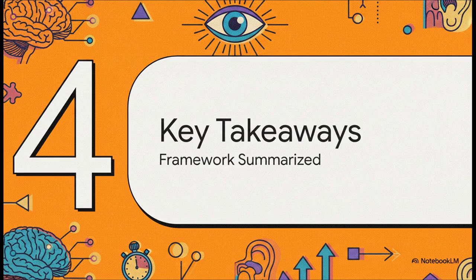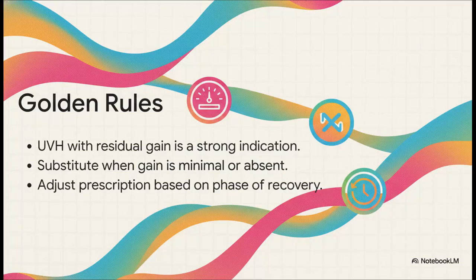Finally, Section 4. Let's quickly summarize this framework with some key takeaways. If you remember anything, make it these 3 golden rules. 1. Verify the unilateral vestibular hypofunction and make absolutely sure there is a measurable residual gain to act as a substrate. 2. Immediately substitute when that substrate is gone or bilaterally reduced. And 3. Always adjust your prescription based on the phase of recovery. Leverage that early acute window for pure adaptation, and then add heavy dual-task context for your chronic patients.